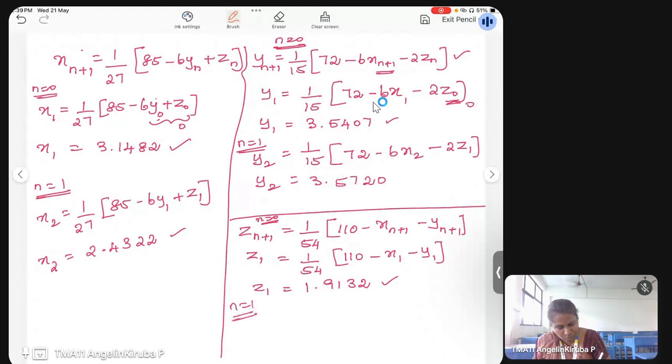So z2 is equal to 1 by 54 into 110 minus x2 minus y2. We know the value of x2 and y2. So substituting it, z2 will be equal to 1.9258.